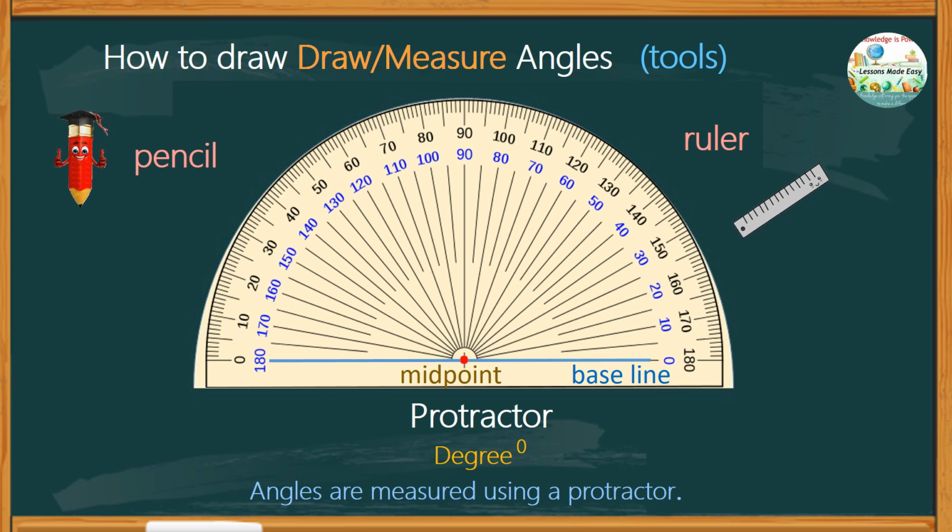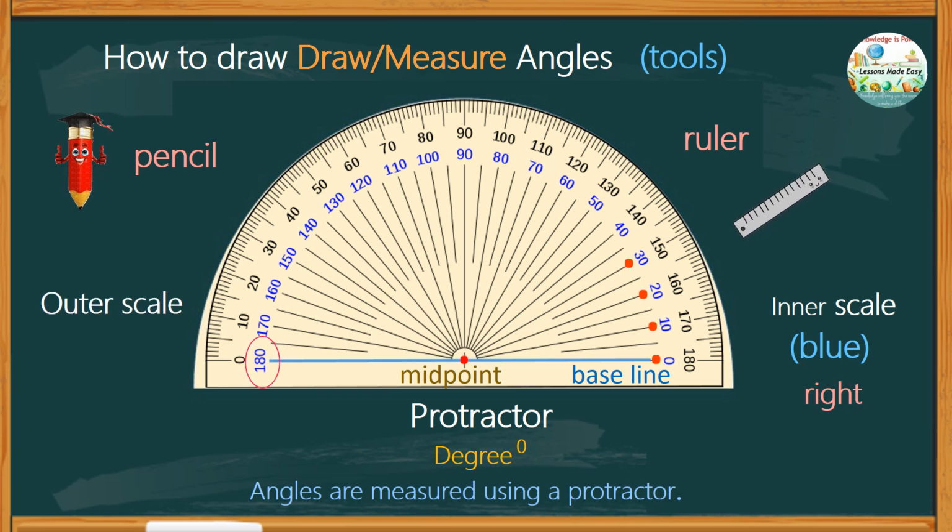In this one, we have the inner scale in blue color. This is used when the angle is opened from the right side. As you can see, from the right, you start with 0 degrees, 10, 20, 30, and so on. And at the end, you'll find 180 degrees.